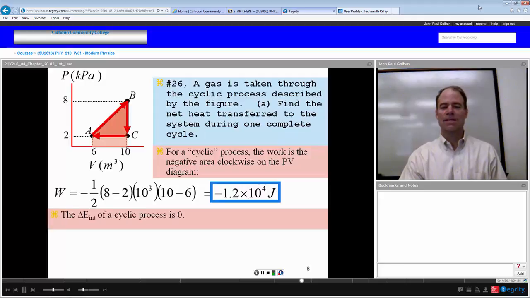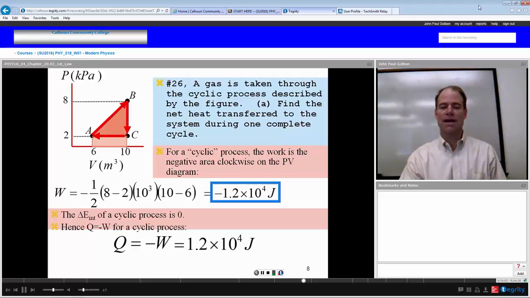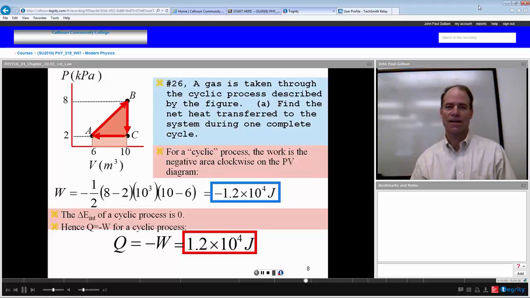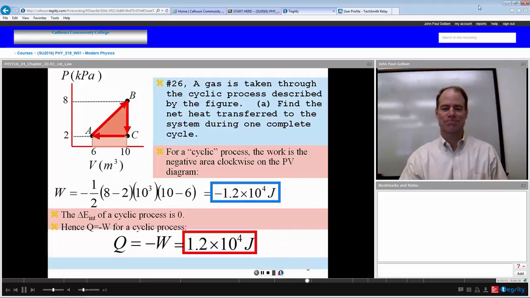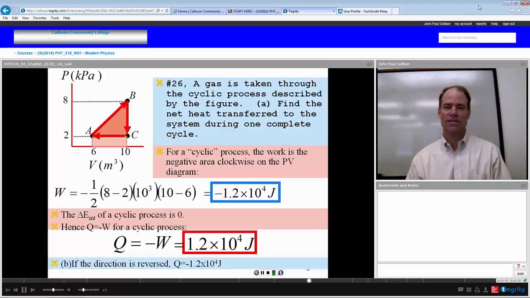The heat added to the system is a negative of the work done because it's a cyclic process, and hence the heat added will be a positive 1.2 times 10 to the 4 joules. So that's how much heat was added in this cyclic process. If the process went the other way around, then the heat added would be the negative of this, and the work done would have been a positive quantity on the gas.